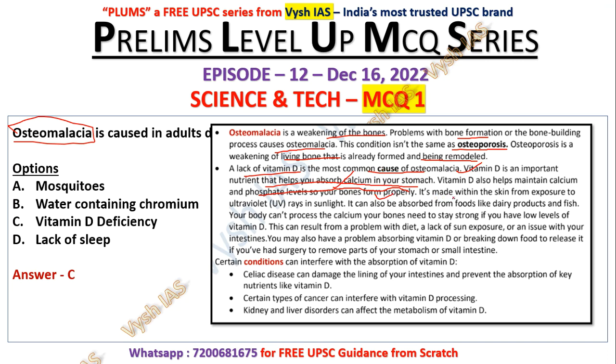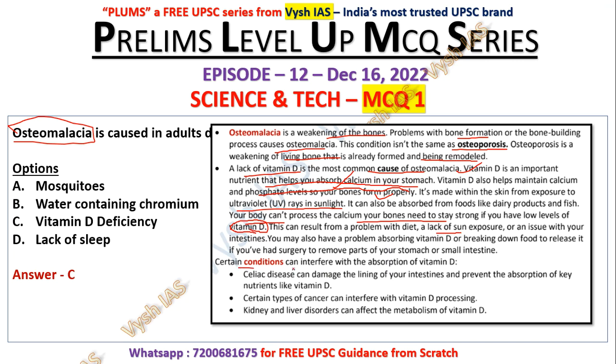It is made within the skin from exposure to ultraviolet rays and sunlight. It can also be absorbed from foods like dairy products and fish. Your body can't process the calcium your bones need to stay strong if you have low levels of vitamin D. So calcium is needed, but to process that, you need vitamin D. That is why sun exposure and a proper diet is required.